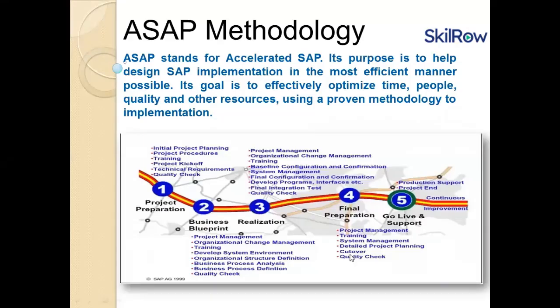So ASAP methodology is a very beautiful methodology. Very efficient and very optimized. Time is very well used, people are also well used, and quality is excellent. So this is a very good methodology for implementing SAP. You understood now? There are 5 phases: 1, project preparation; 2, business blueprint; 3, realization; 4th, final preparation; 5th, go live and support.